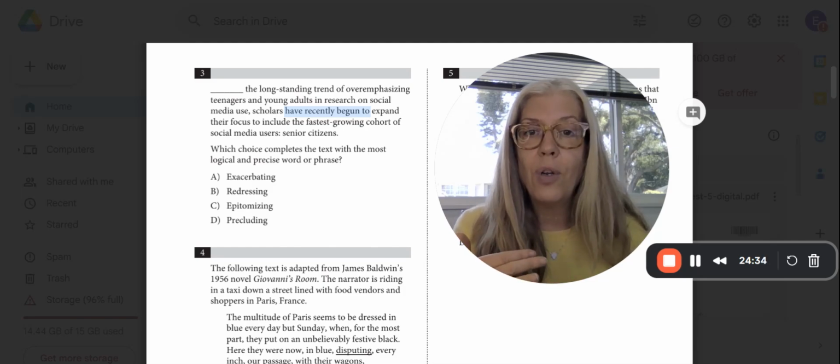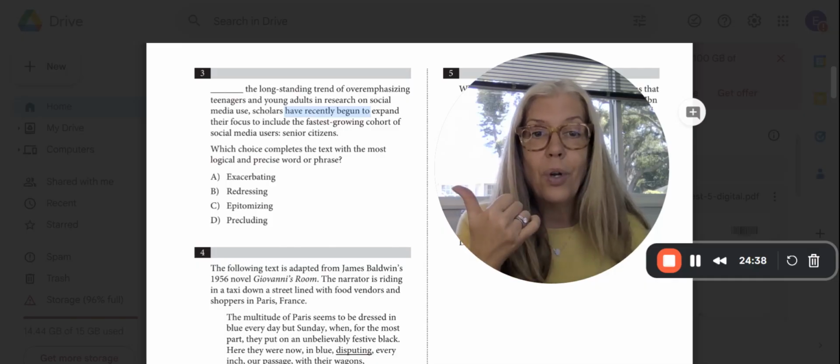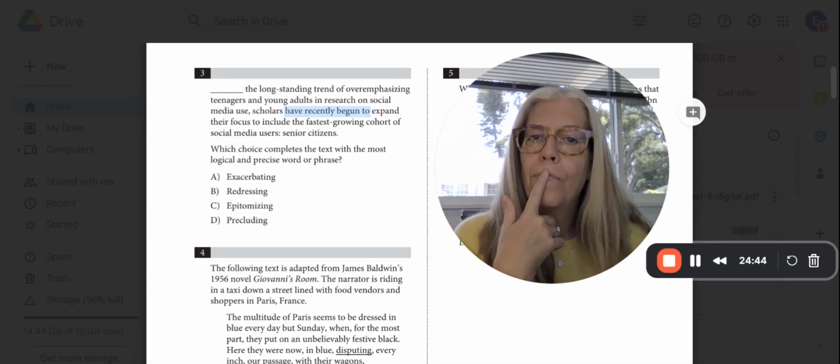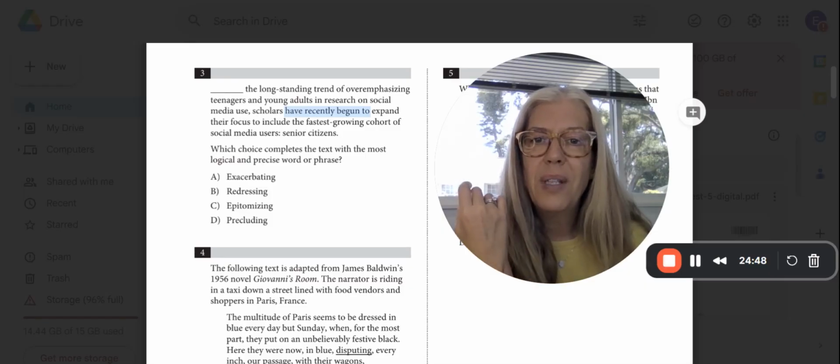So they have recently begun. So up in the space is the opposite. We're looking back at something they used to do. Something makes me feel like maybe it was the overemphasizing. They made a mistake.